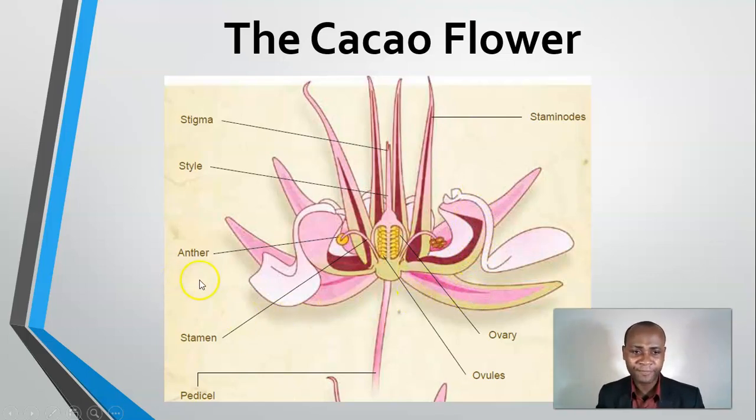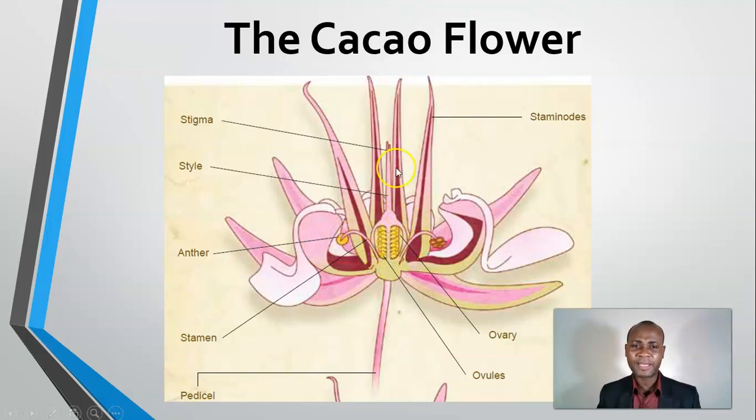So over here, you can see it's called the anther. This carries the pollen grains, or call it the sperm of the flower. And over here, we have the ovary. The ovary carries the eggs. So the pollen grains need to fertilize the ovules. What is inside is the ovule; the whole thing is the ovary.